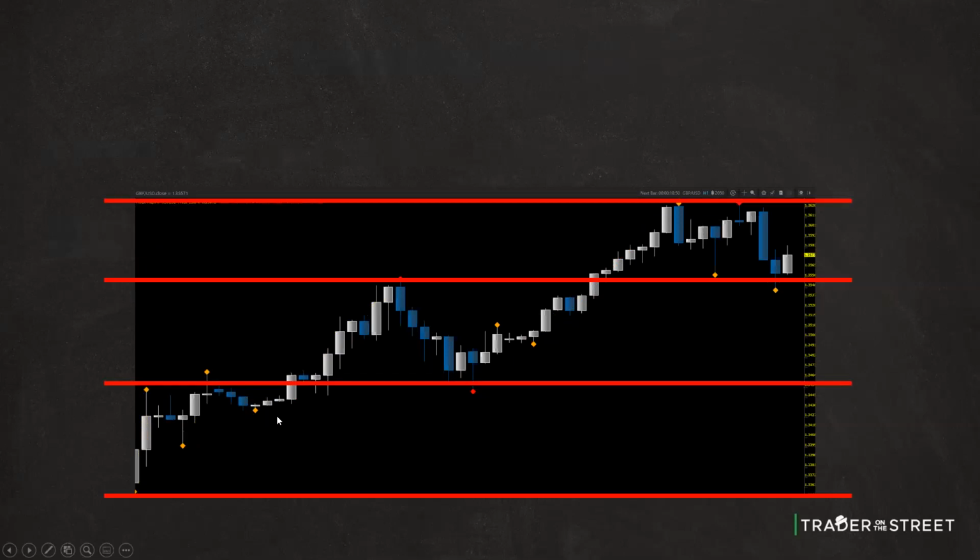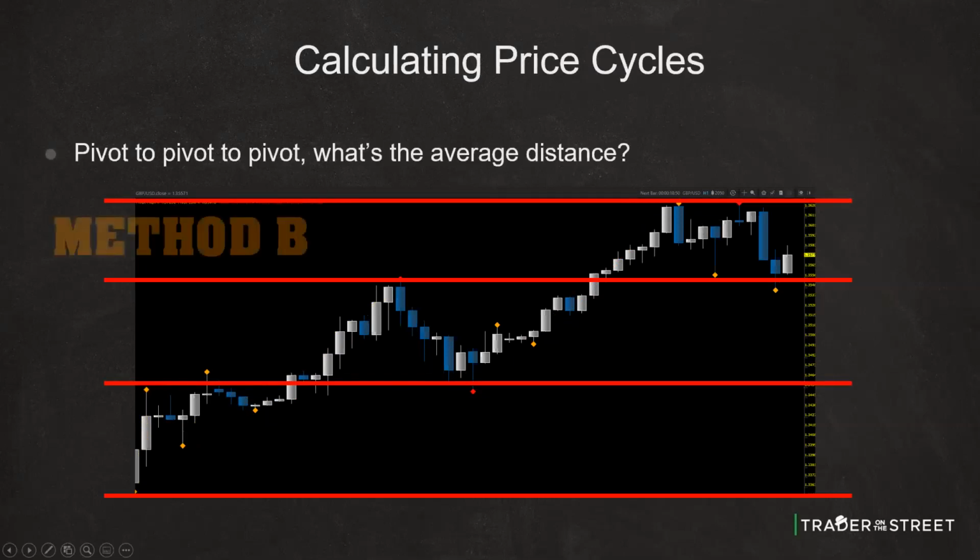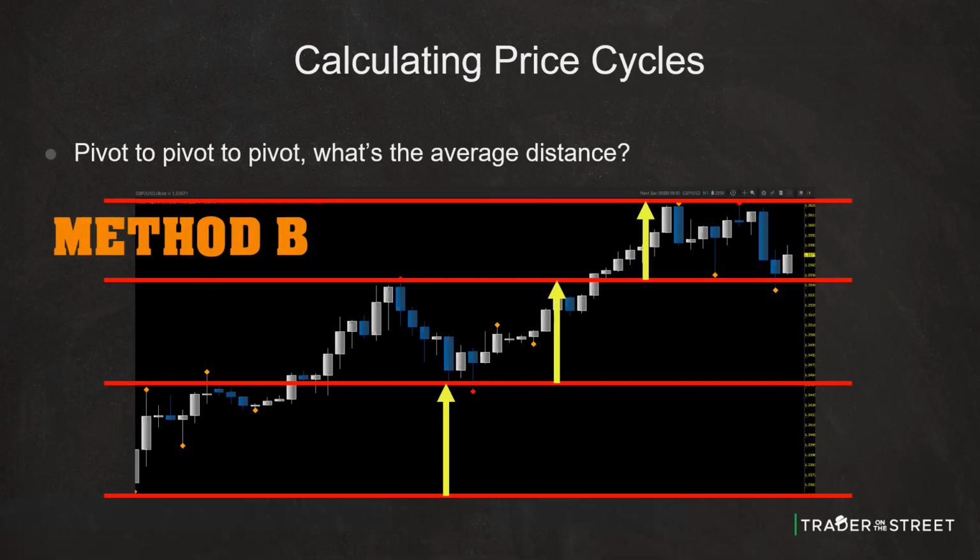Method B is drawing lines at each of these pivot points. So I draw a line there, I draw a line here, and then another pivot shows up over here. I draw a line here and more pivots show up over here, right? So you see the distance between these lines like this, you see that? That becomes an average price cycle for that H1, for that hour one chart.